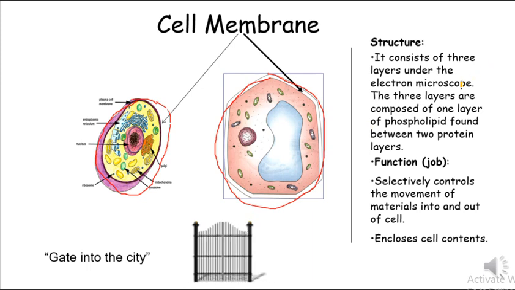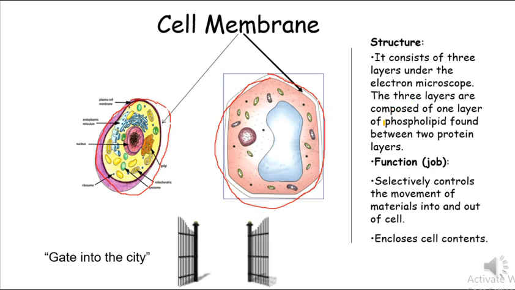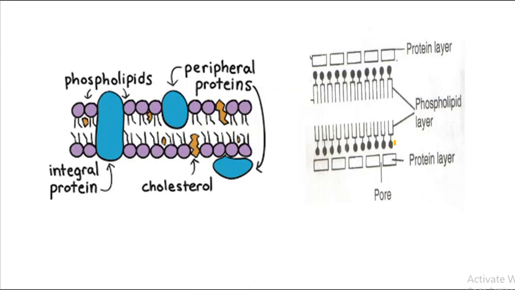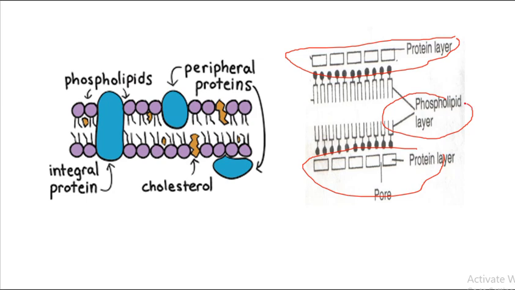The structure of the cell membrane, how does it look, or what does it contain? It contains 3 layers when seen under an electron microscope. We have 1 phospholipid layer and 2 protein layers. As you can see here, let me take you here. We have this protein layer here, another protein layer, then the phospholipid layer sandwiched between the 2 protein layers.